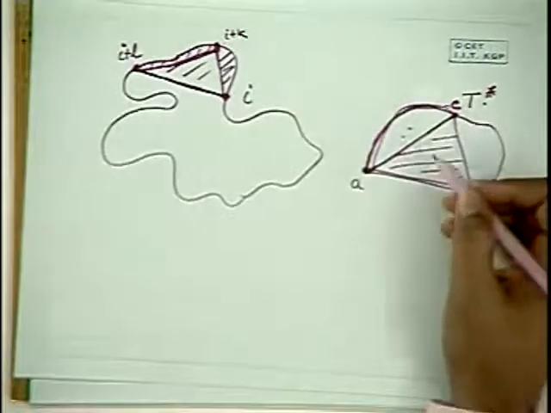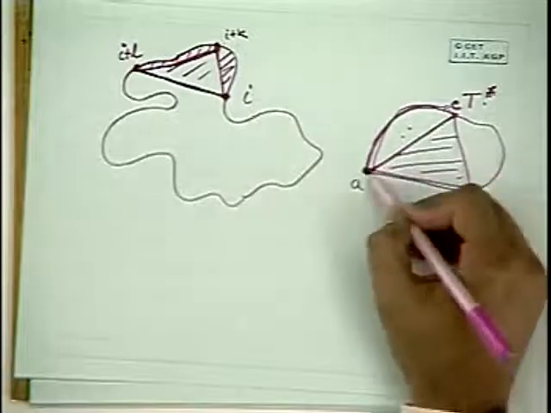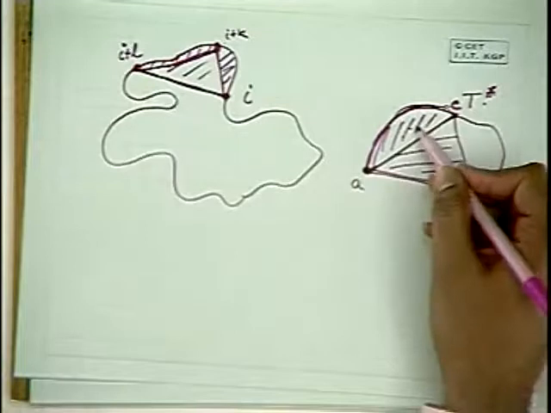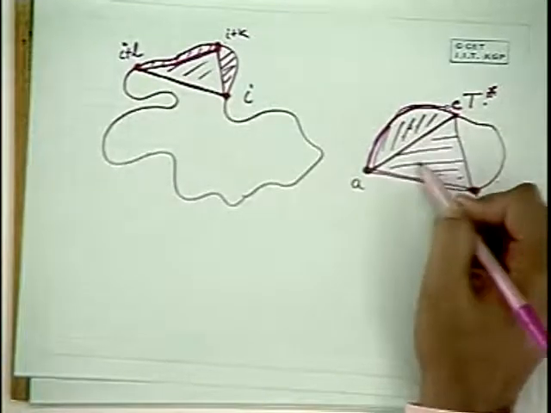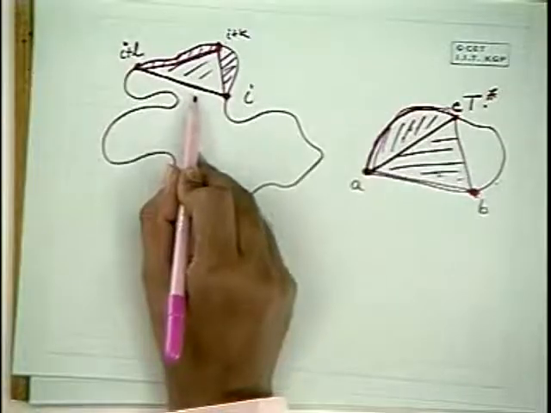Because the claim is very straightforward. Suppose it were not, that means you are claiming that this part has a better triangulation. Then take that better triangulation, then add it to the rest of the triangulation, which will be a better triangulation than T star. But you have already taken T star to be the optimal for the original one. There cannot be anything better than T star. So that's the claim I am making here now.